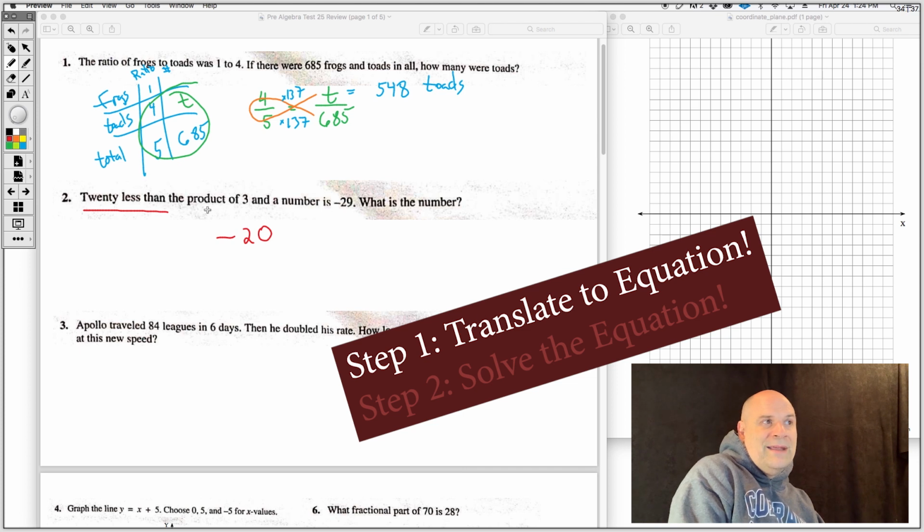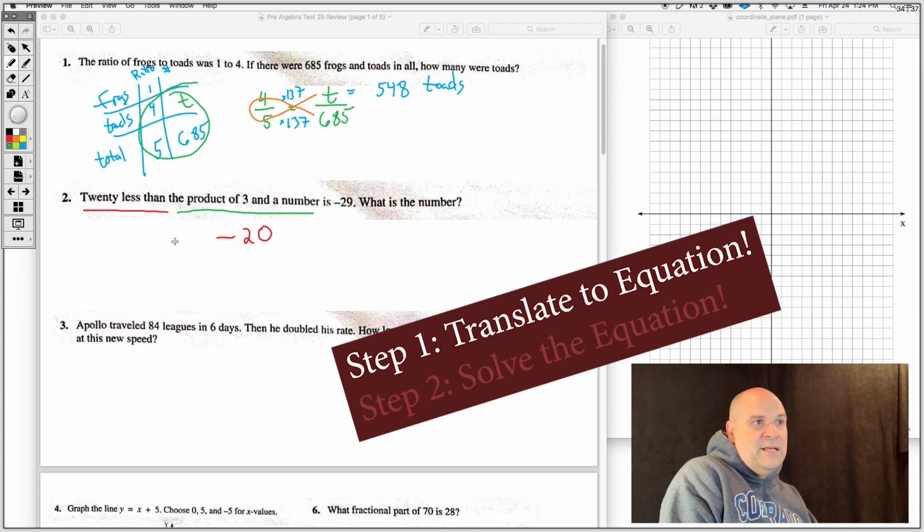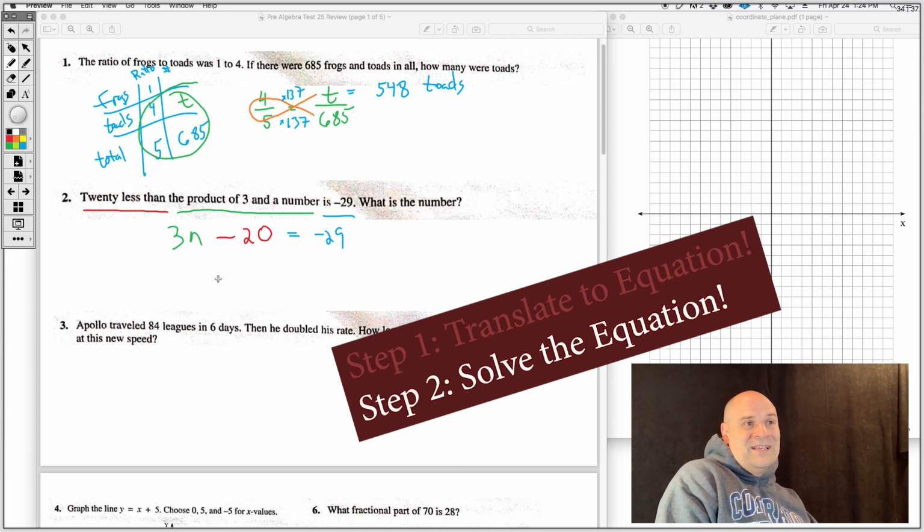Okay, the product. What's the product of something? What's the product of 3 and a number? The product is when you multiply, so 3 and a number. How do you say a number? That'll be a variable. So 20 less than the product of 3 and a number. Then how do you say is negative 29? Equals negative 29. So solving equations, you have to get rid of everything except n.